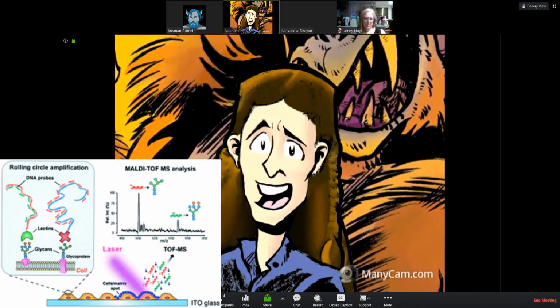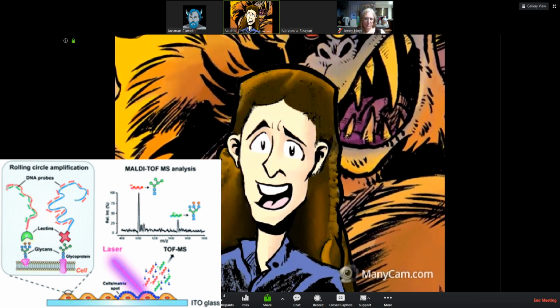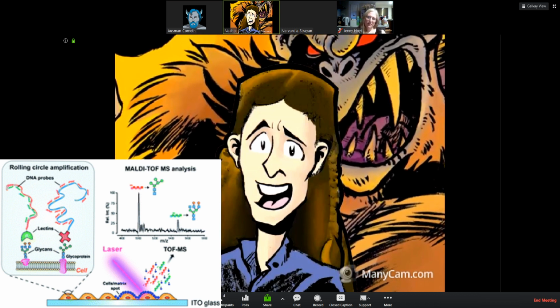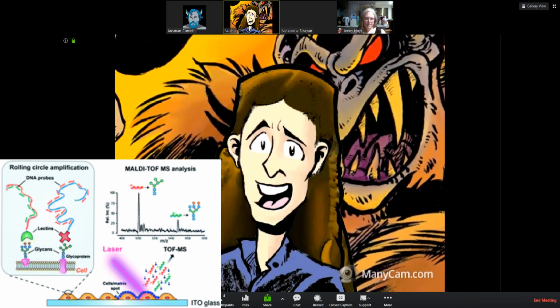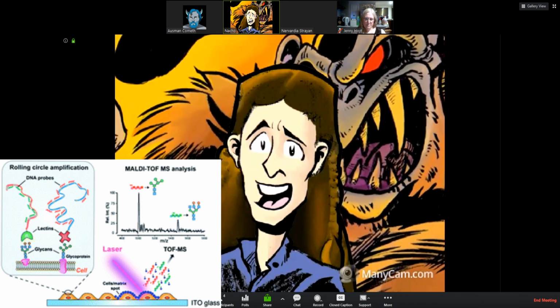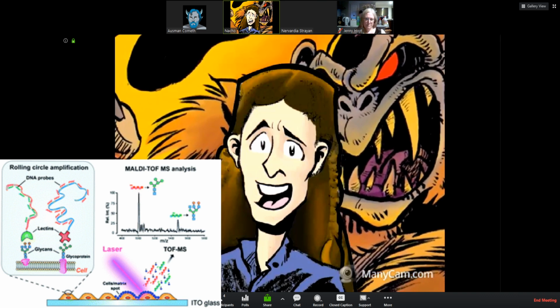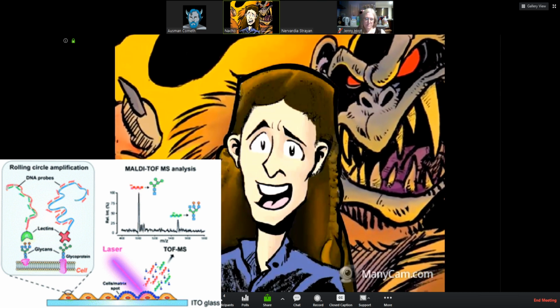So it's useful for biomolecules, things like proteins and DNA, but it's not really great with small molecules that aren't biomolecules, of less than 500 daltons. It doesn't fragment the molecule, which allows it to be separated by mass of the mixed samples.